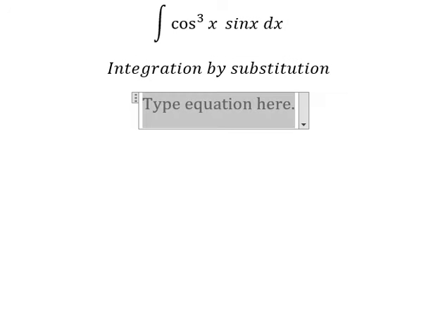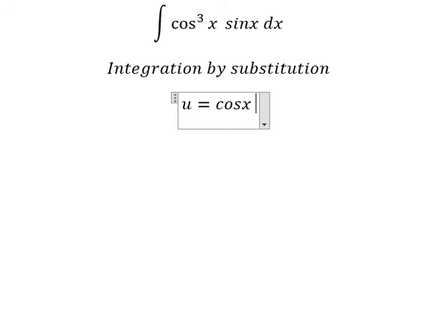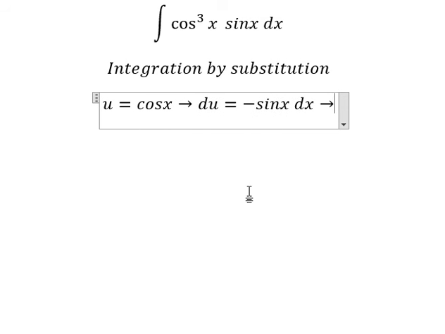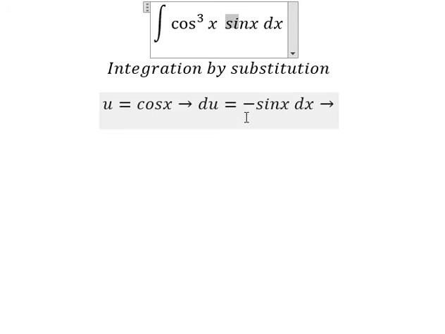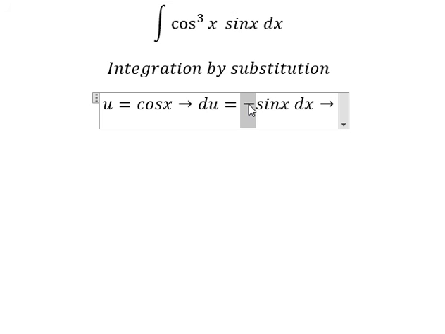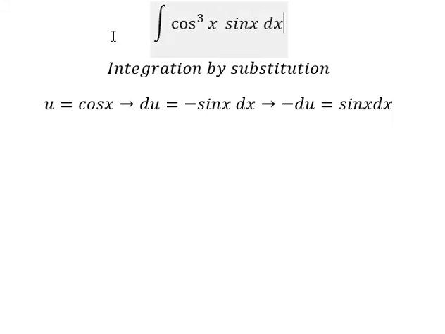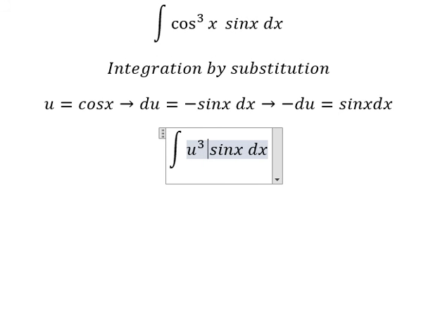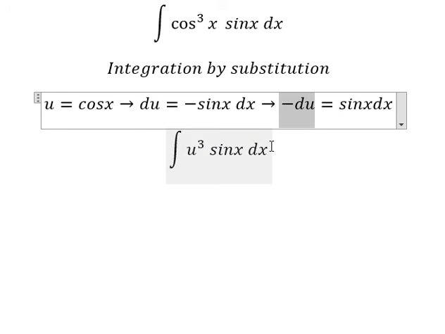So I will put u equal to cosine x. Later we take the first derivative of both sides, and we have negative sine x dx, because we don't have the negative in here. So I will put the negative on the left. So this one we change by u. Sine x dx we change by negative du.